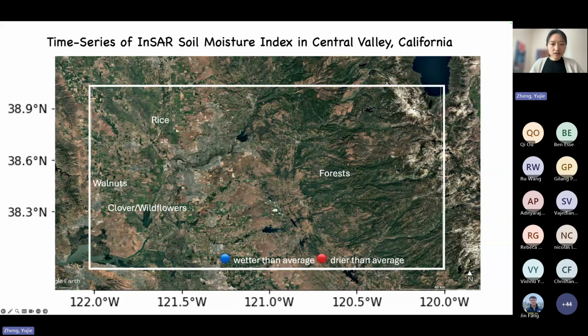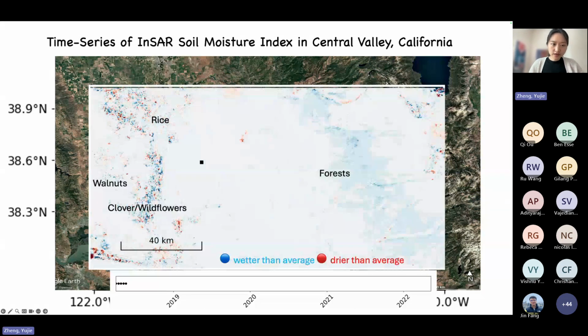Okay, so next I'll play you a video of the derived InSAR soil moisture index. If the color is blue, that means for that point, soil moisture is wetter than average. And if it's red, that means it's drier than average. For a video, it has a lot of information. We're going to look at a still image in a second, but I just want to give you some sense of the general quality of the measurements. You can also pay attention to some of the fields that are labeled here. So here is the video.